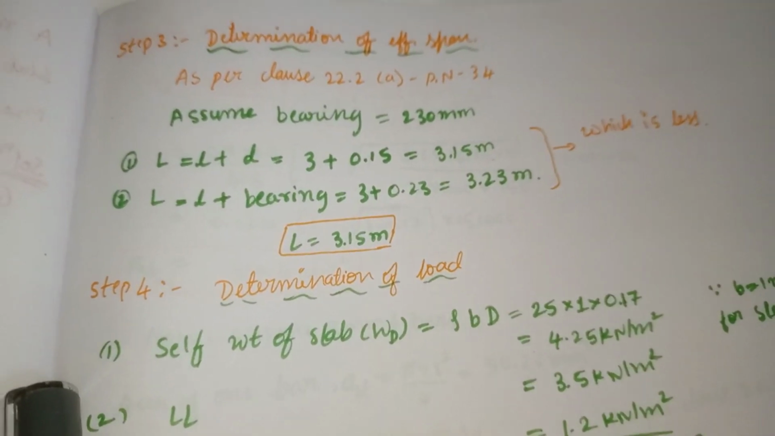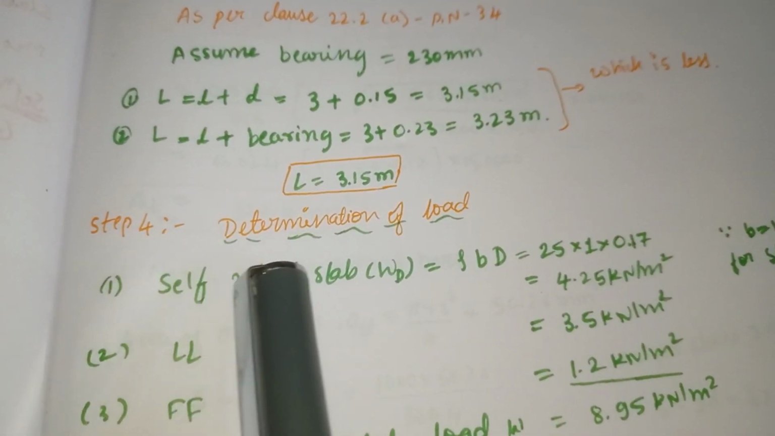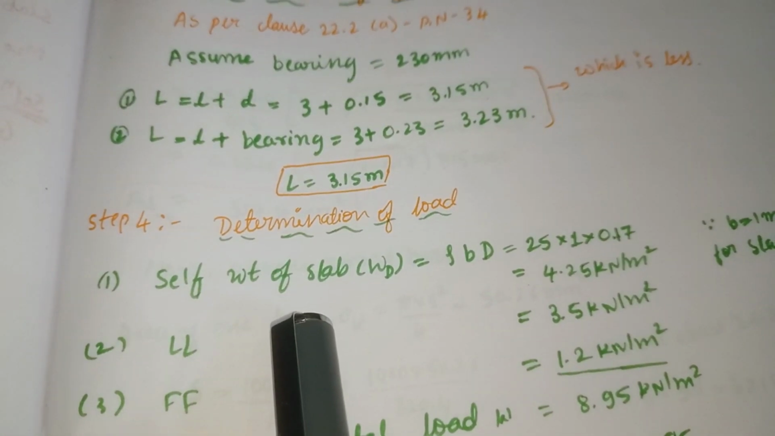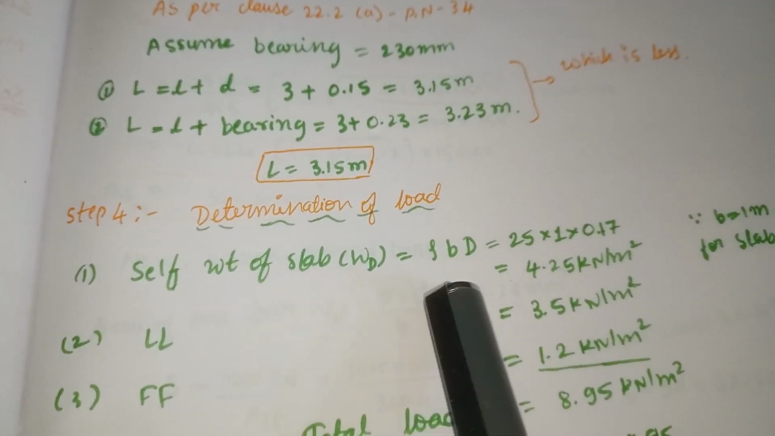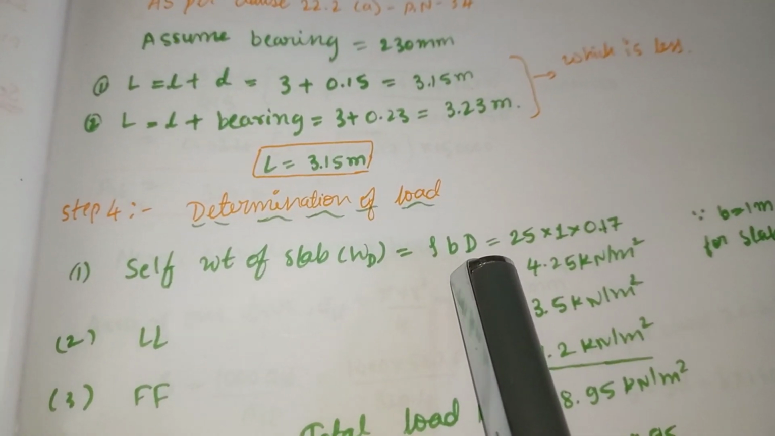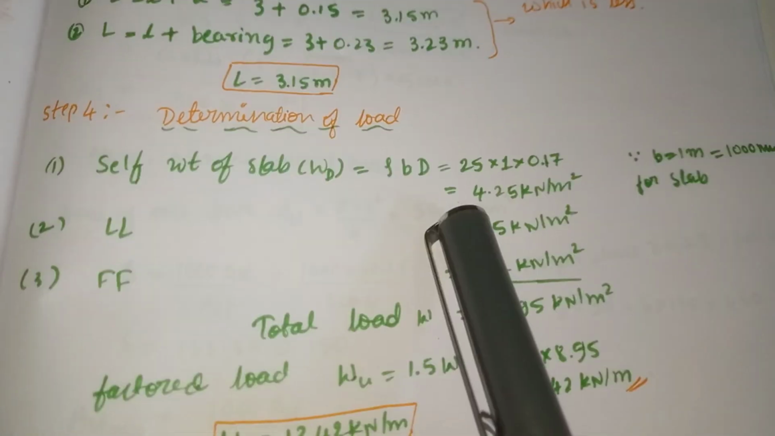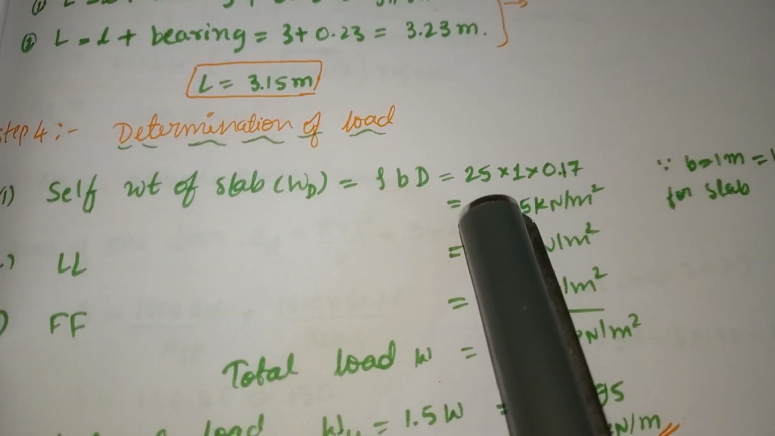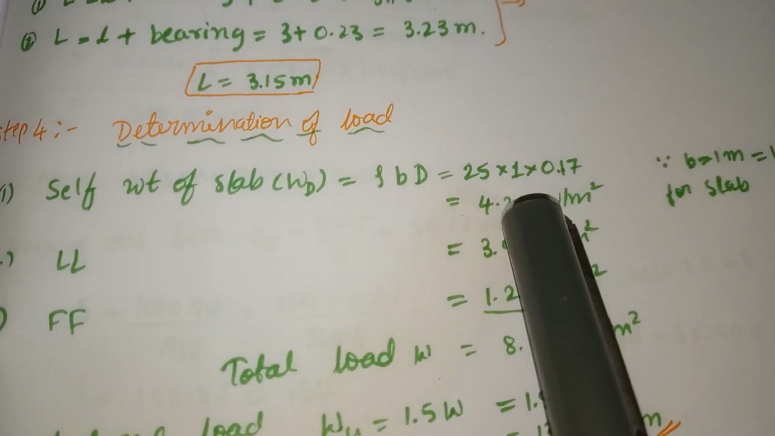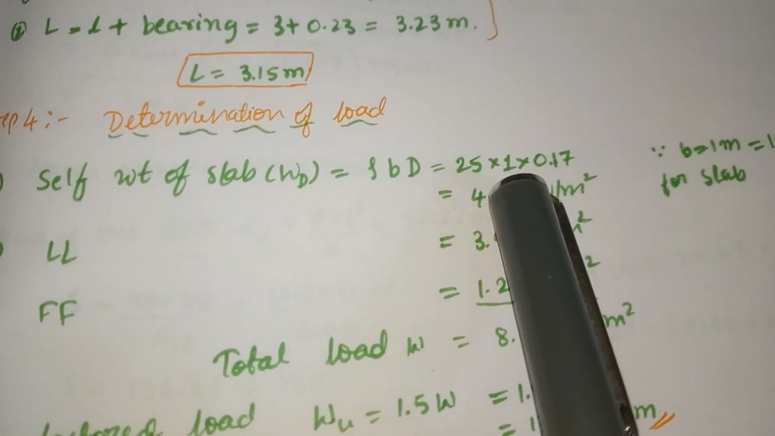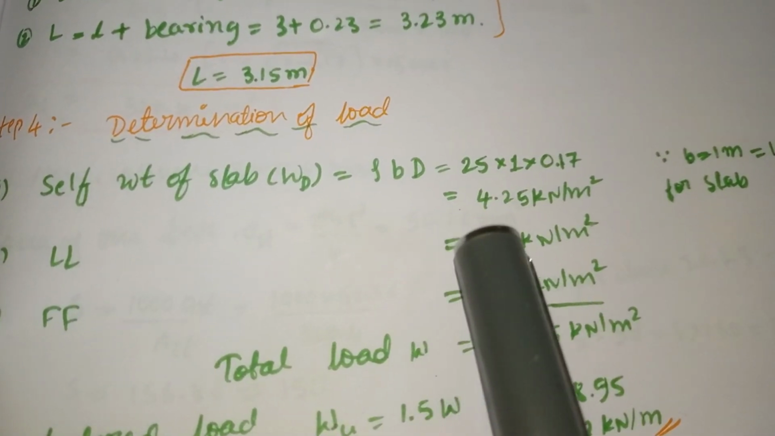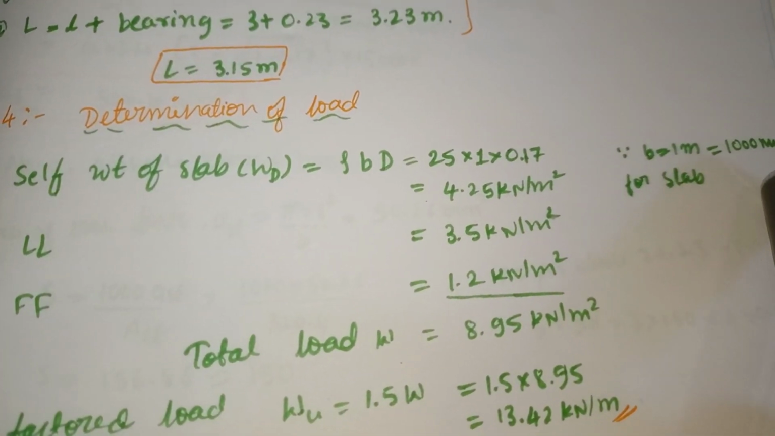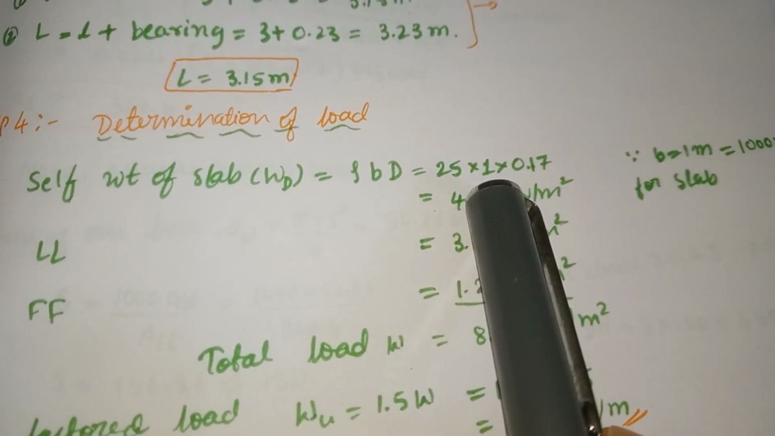Next we will go for the calculation of the load. Step 4 is determination of load. For that we need to calculate the self weight of the slab, that is nothing but the dead load. For that we have the formula rho into B into D. Rho is the density of the RCC, that is 25 kilonewton per meter cube. B value is 1 meter. Remember, always when you are designing the slab, the width of the slab we should take as 1 meter or 1000 mm. So I have taken B as 1 meter.